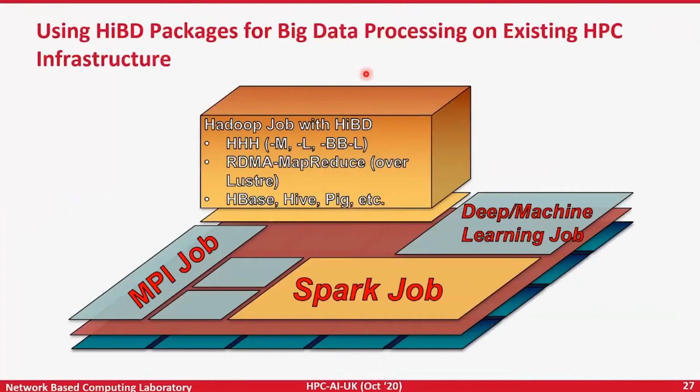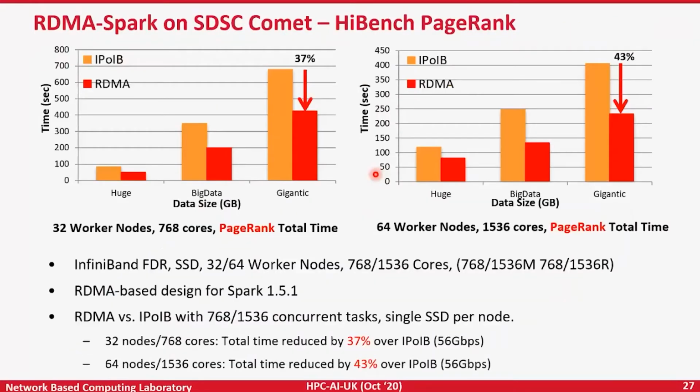Keeping the bigger picture in mind, what you can do is take our library, make a module, and make it available to your end users. That is what has been deployed on the San Diego Supercomputer Center's Comet, one of our collaborators. Just like any other HPC system, in addition to somebody running an MPI job, you can run a Hadoop job with the data on Lustre, so you don't need a separate Hadoop cluster. Similar things we have done for Spark.